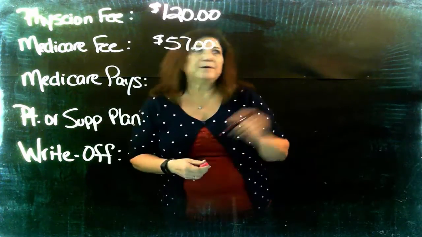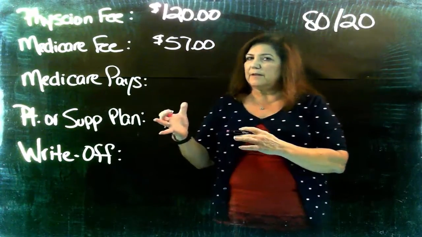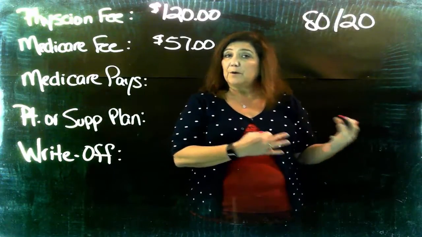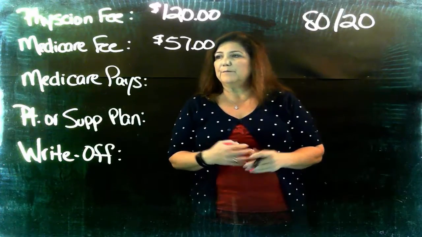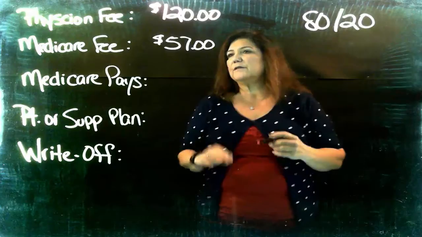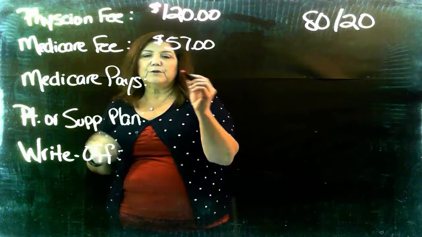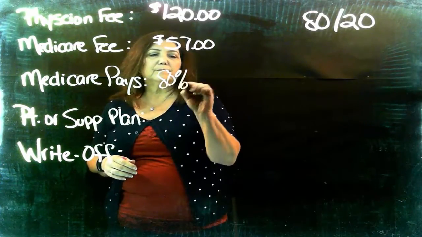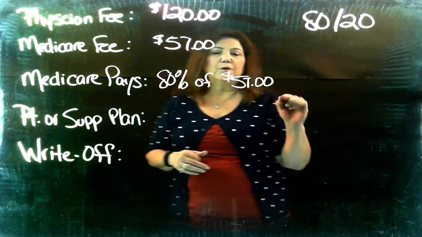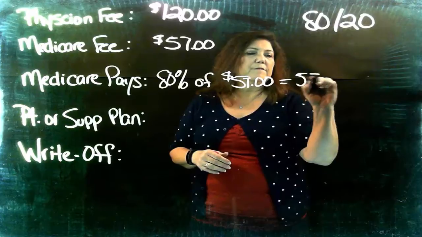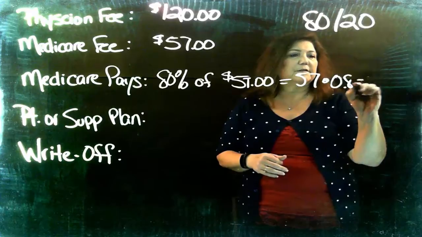So what we need to look at then, Medicare is still going to pay, it's still considered an 80-20 policy. Medicare pays 80%, and the patient or their supplemental plan is going to pay the other 20%. So in this particular case, Medicare still pays their 80%, but they're only going to pay 80% of the $57. Which is now 57 times 0.8, which is going to give us $45.60.